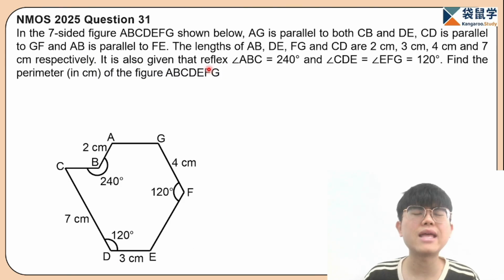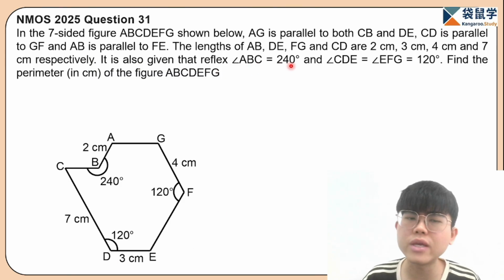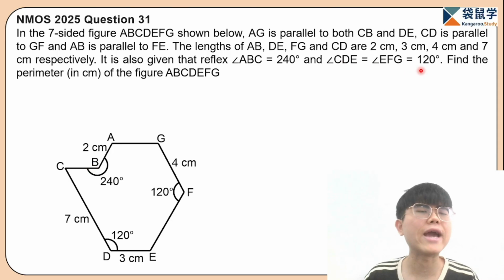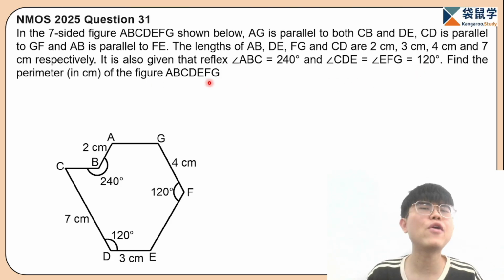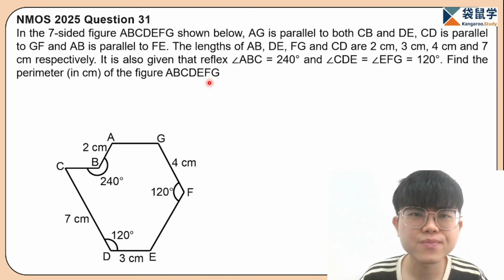It is also given that the reflex angle ABC is 240 degrees, this part. Then angle EFG is 120 degrees. We are asked to find the perimeter of the figure ABCDEFG. So everyone, how do we solve this question?